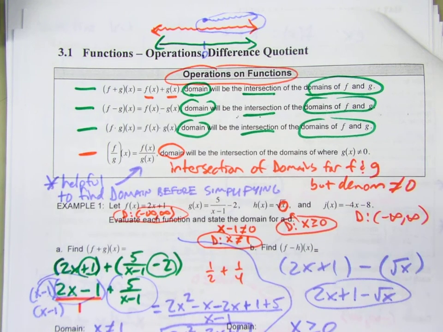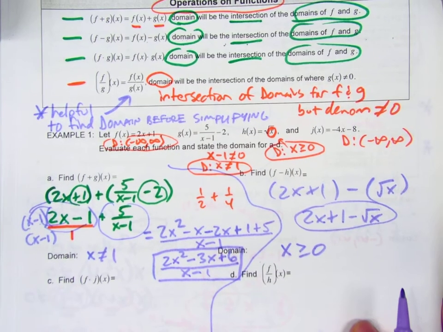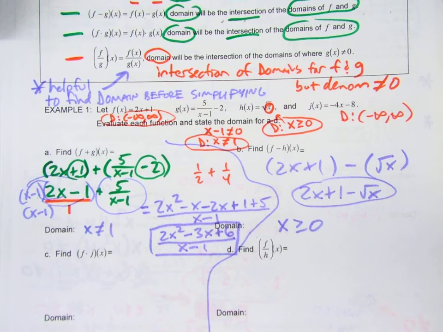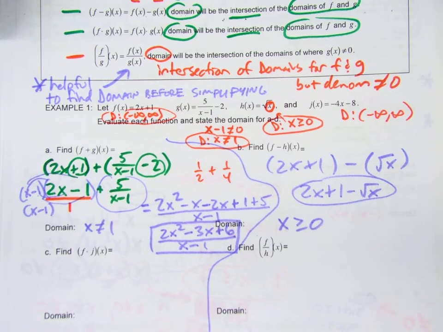Okay, let's go on to C. Now we're doing F times J. Why don't you guys do that one real quick? Start brushing up on those algebra skills.